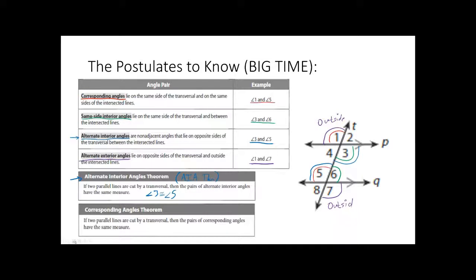Also, please note corresponding angles also have their own theorem. If two parallel lines are cut by a transversal, then the pairs of corresponding angles have the same measure. We were talking about angle 1 and 5. Angle 1 is going to be congruent to angle 5. So if angle 1 was, I don't know, 120 degrees, angle 5 would also be 120 degrees. Those are the big takeaways. Definitely memorize them, and we're going to practice them some more.